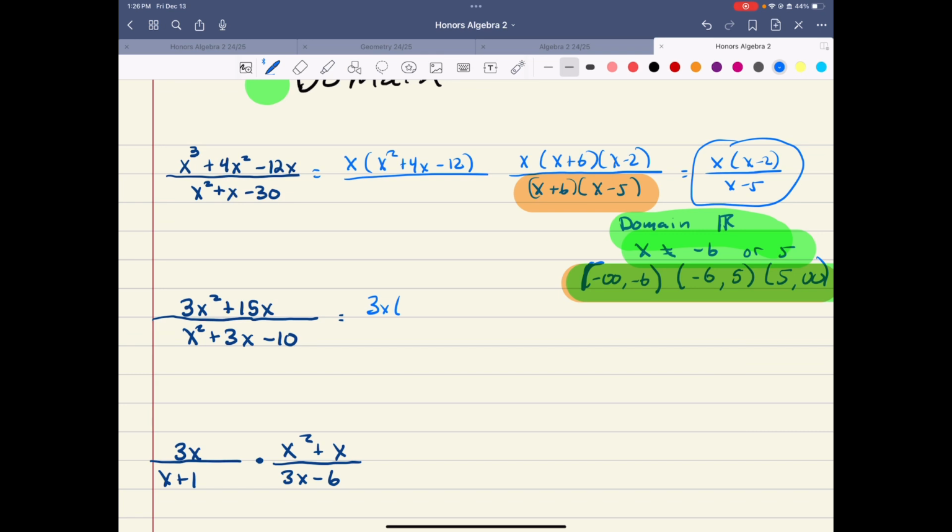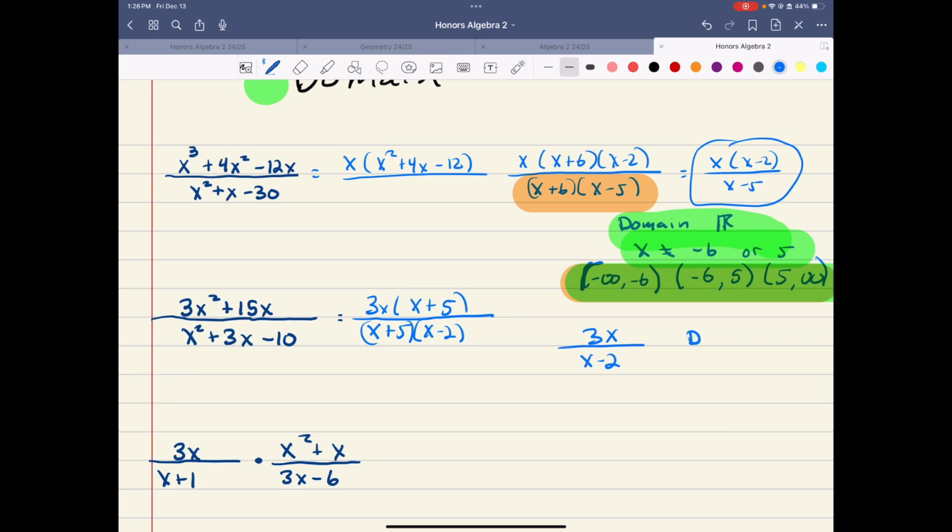That leaves me with x plus 5. And my guess is it's going to be x plus 5, because we've got an x plus 5 in the numerator. x minus 2. So simplified is 3x over x minus 2. Our domain is going to be all reals. x can't be -5 or 2. And there's your solution for that one.